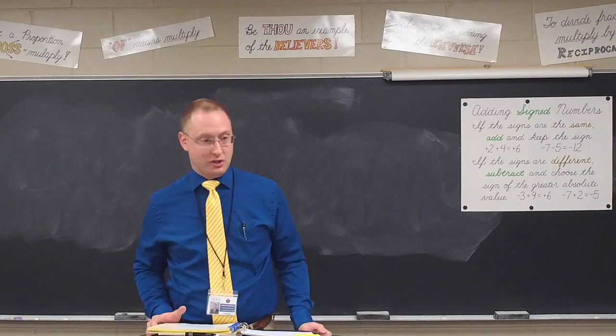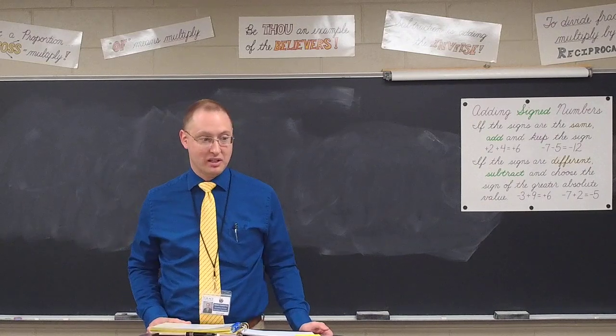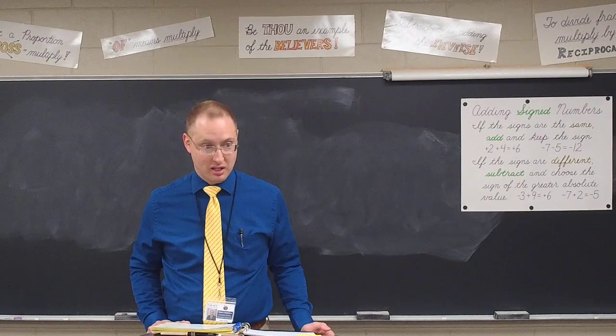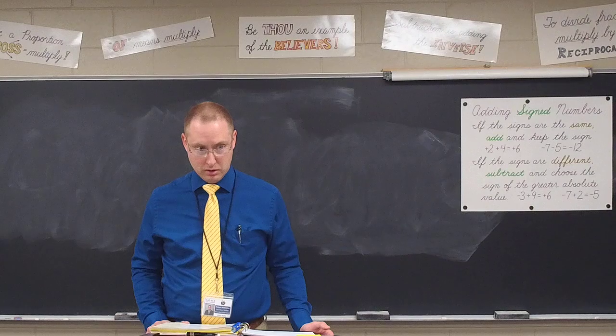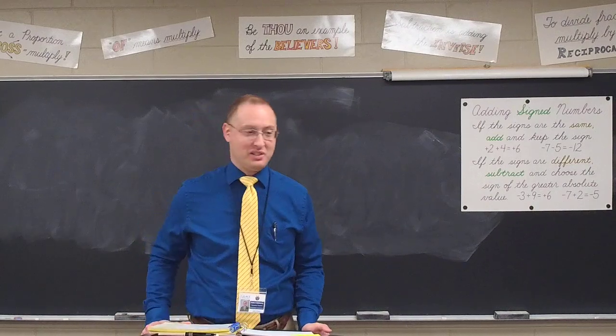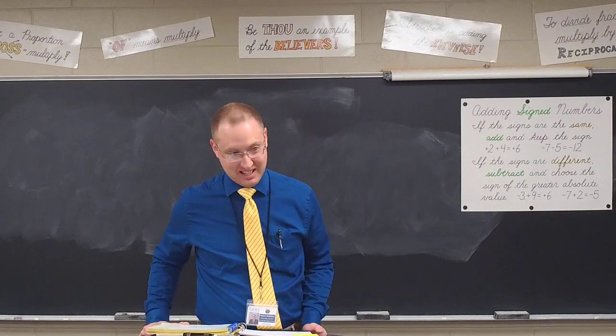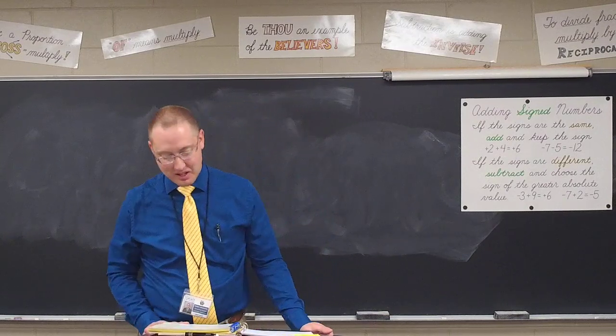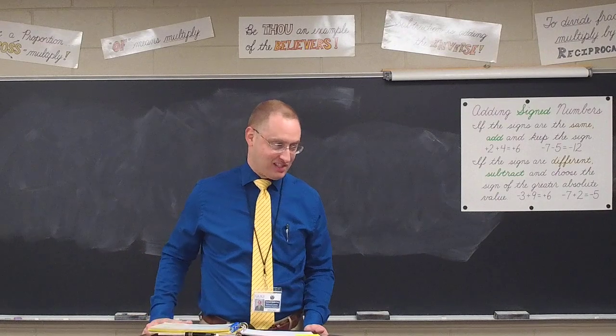Number 7. Signs are the same, Joel. What do we got to do? Add and keep the sign. So what did you get? Negative 6. Negative 6. Number 8. Signs are the same. What do we got to do, Kirsten? Add and keep the sign. And what'd you get? Positive 27. Positive 27. Number 9. Signs are different then.